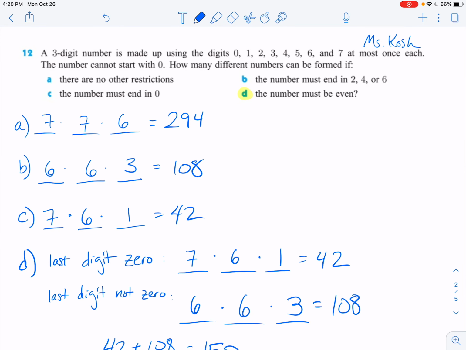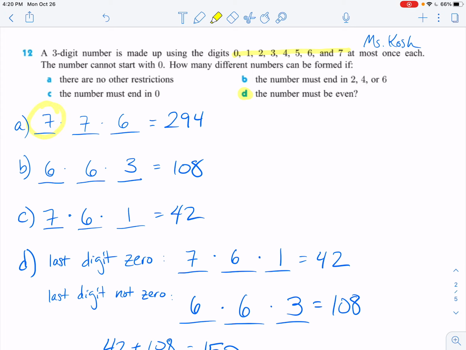There were some questions on some of the book problems, so let me talk through this. First of all, we have a three-digit number made up using the digits 0 through 7, but you can only use one each. It says the number cannot start with 0. So that means of the 8 choices, we have 7 options for the first spot.